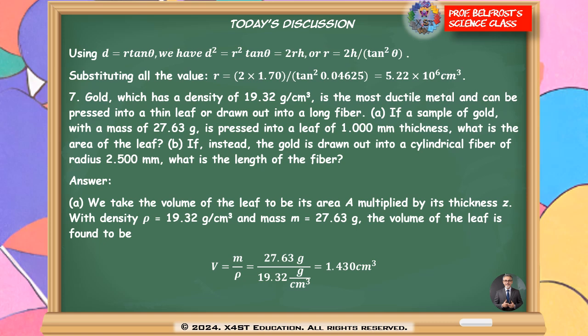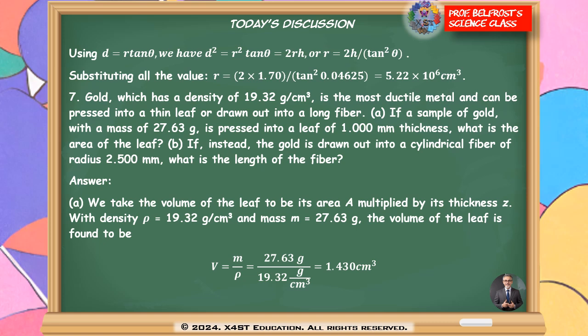Gold has a density of 19.32 grams per cubic centimeter. It's the most ductile metal and can be pressed into a thin leaf or drawn into a long fiber. The problem is: A, if a cent of gold with a mass of 27.63 grams is pressed into a leaf of 1.000 micrometer thickness, what is the area of the leaf? And B, if instead the gold is drawn into a cylindrical fiber of radius 2.50 micrometers, what is the length of the fiber? Here's the solution.